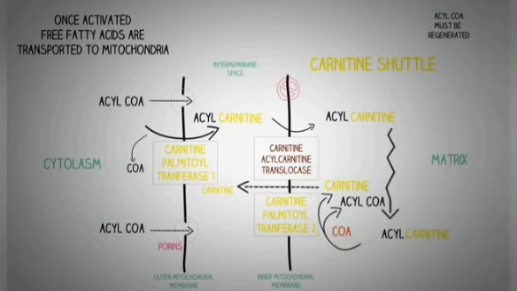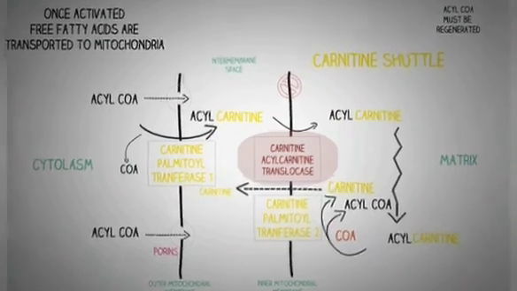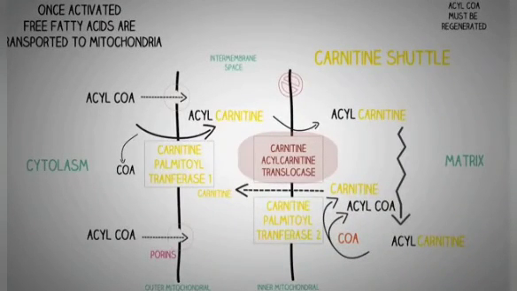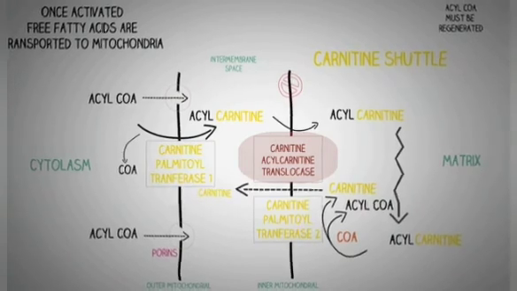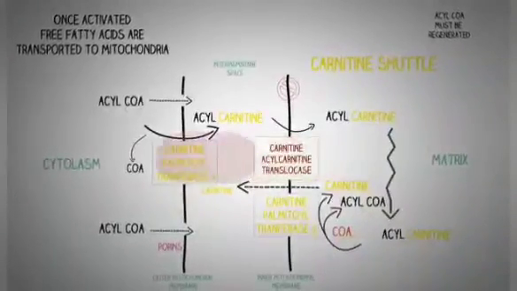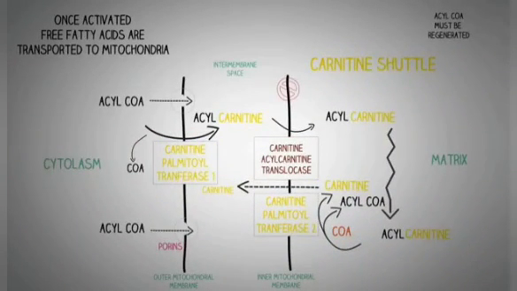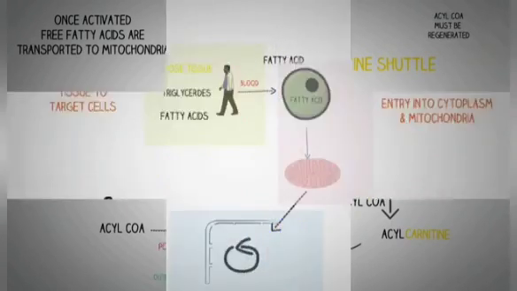You can see in this illustration that the enzyme carnitine acyl carnitine translocase transports one molecule of carnitine into the intermembrane space, and in exchange of that it transports one molecule of acyl carnitine into the matrix of the mitochondria. So this is how the free fatty acid is transported into the mitochondrial matrix.